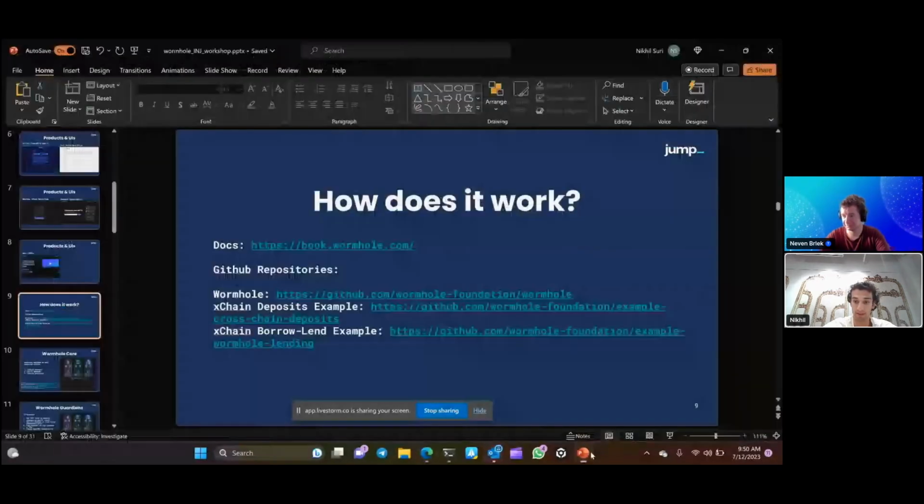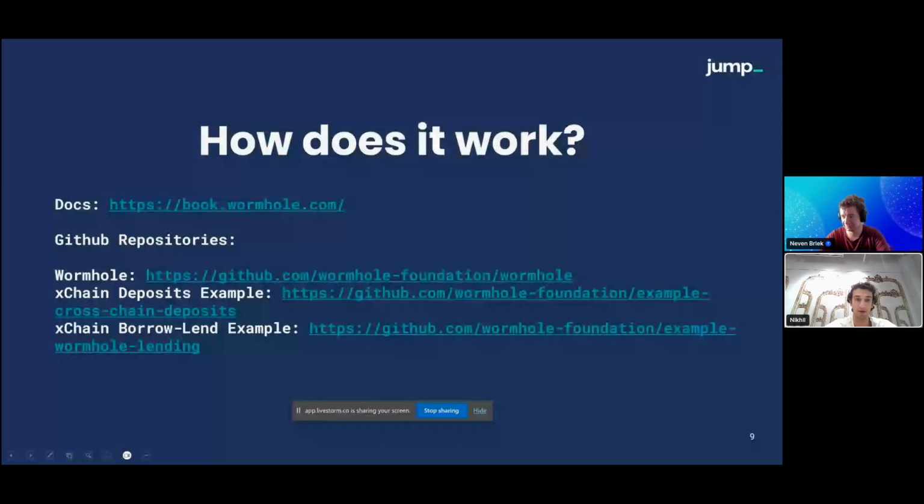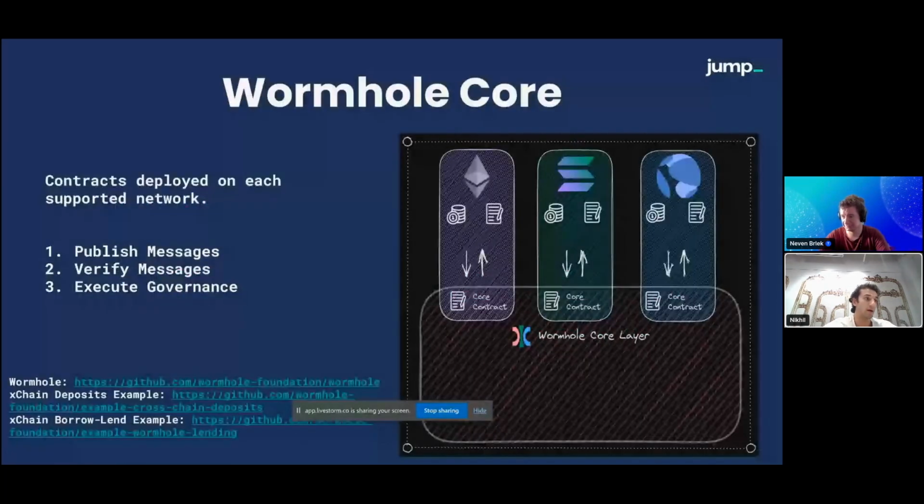But going back to the presentation for now, let's move on to some diagrams of how Wormhole works. So an overview of how Wormhole works technically, we have contracts deployed on every network that we support, EVM, Solana, etc. And these core bridge contracts take care of three key things. The first one is publishing messages, which then get bridged to another chain. The second one is verifying messages that are coming from another chain. And then the third one is executing governance actions. So that's what this diagram over here shows.